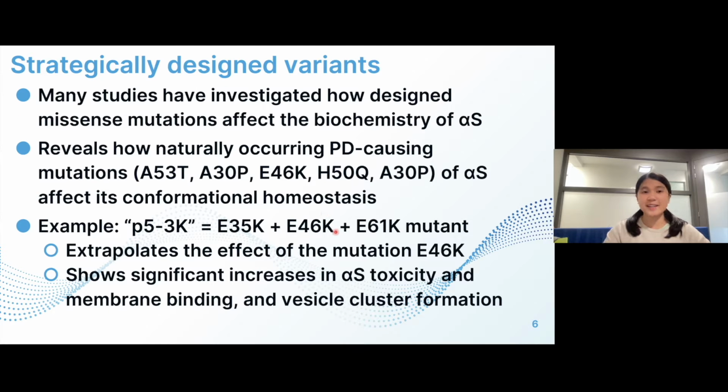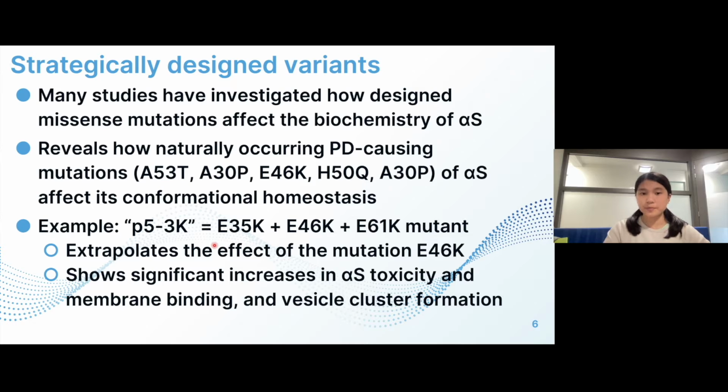Over the years, scientists have strategically designed many variants of alpha-synuclein and investigated how designed missense mutations affect the biochemistry of alpha-synuclein. All of these strategically designed variants reveal how naturally occurring Parkinson's disease causing mutations, including A53T, A30P, E46K, and H50Q, affect its conformational homeostasis.